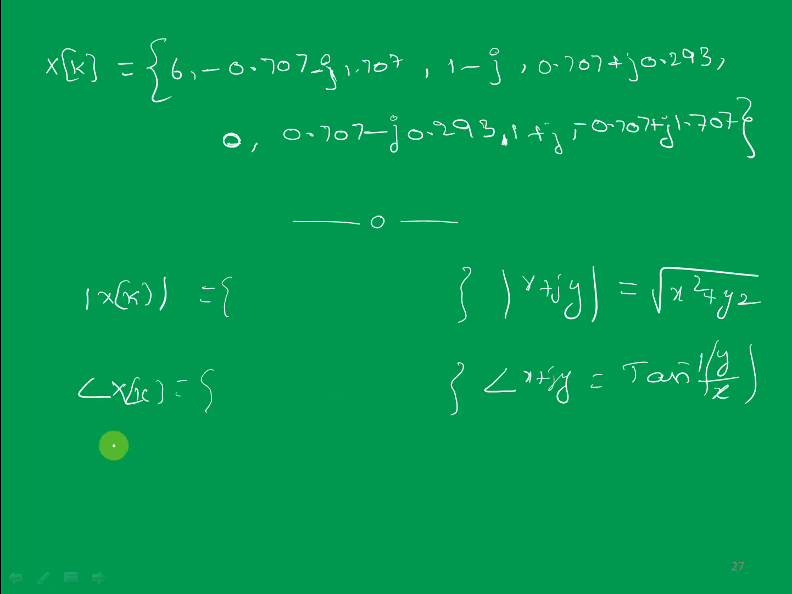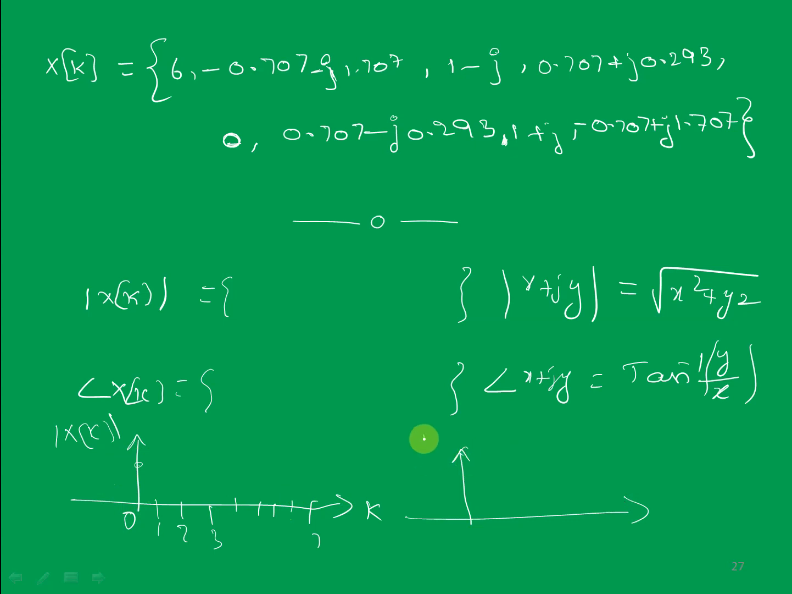Then draw the spectrum, mod of x of k versus k, with k from 0 to 7. Place the values like this, 1, 2, 3, and at 0 place the magnitude value, at 1 place the magnitude value, and then finish this line spectrum. In the same way take the graph between angle of x of k versus k.